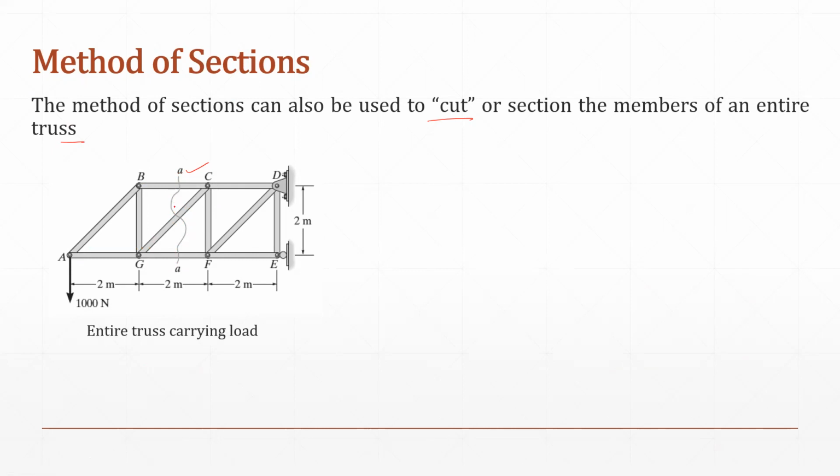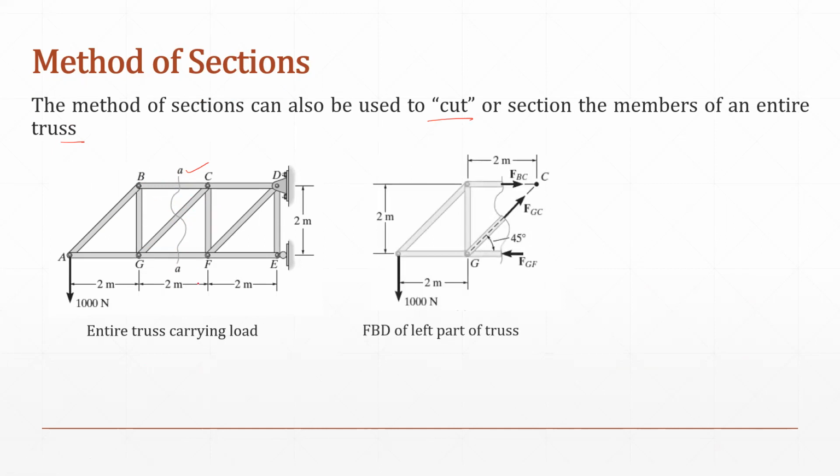Now, if we cut the section, then what will happen? We can make the free body diagram of both the parts, either the left hand side of the section AA or the right hand side part of the truss. So how we are showing that? There you can see the free body diagram of the left part of the truss can be shown like this.